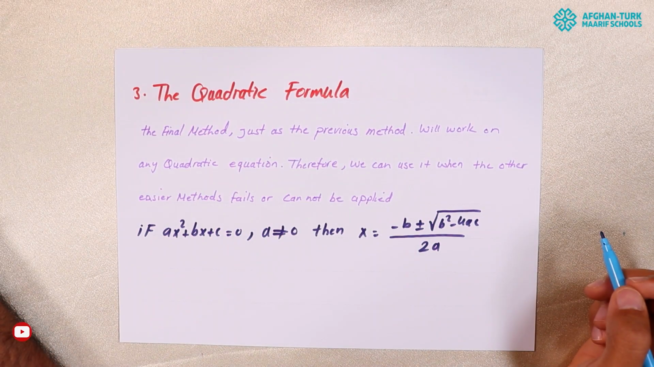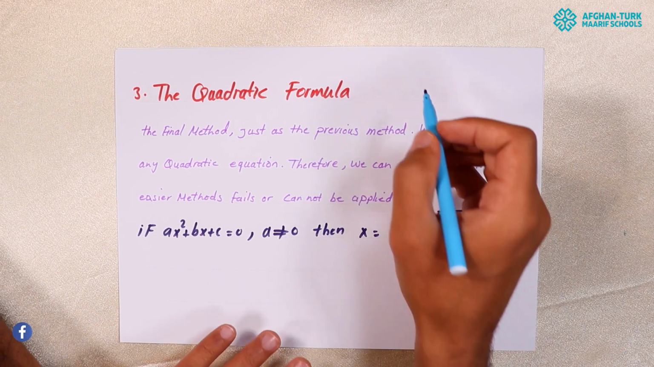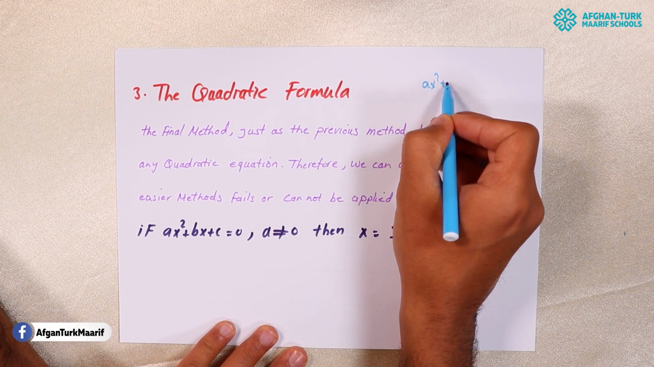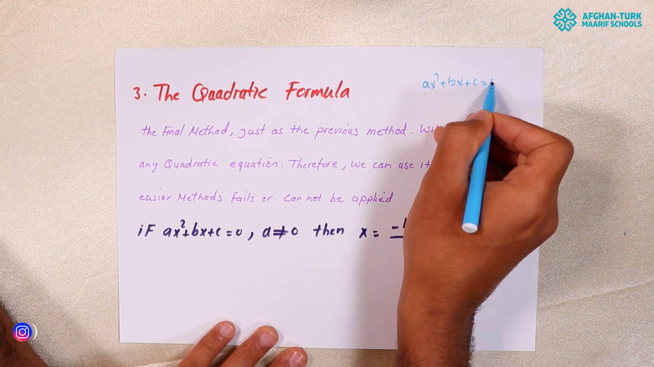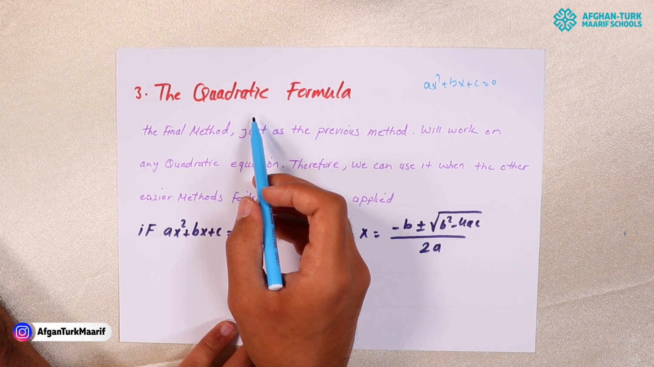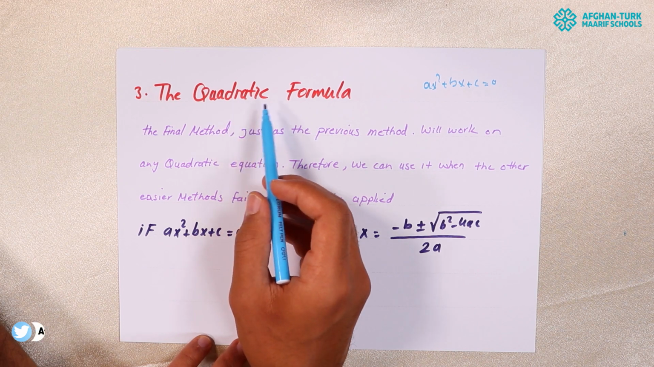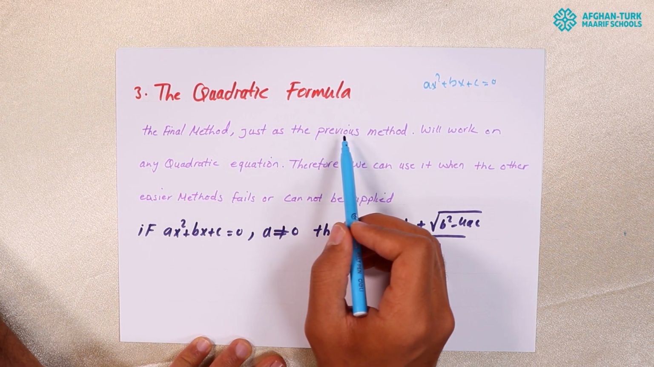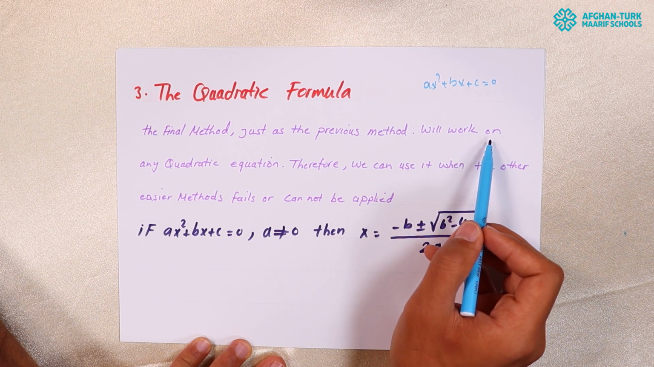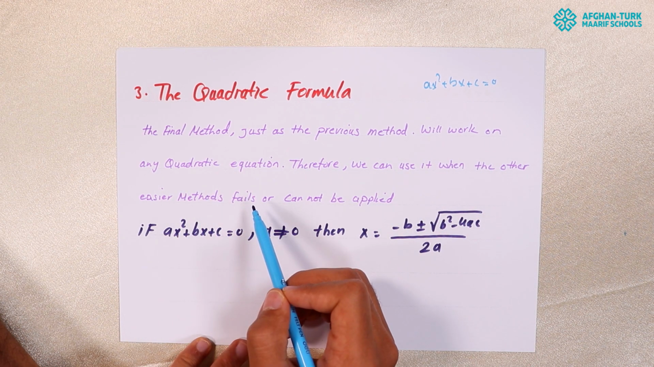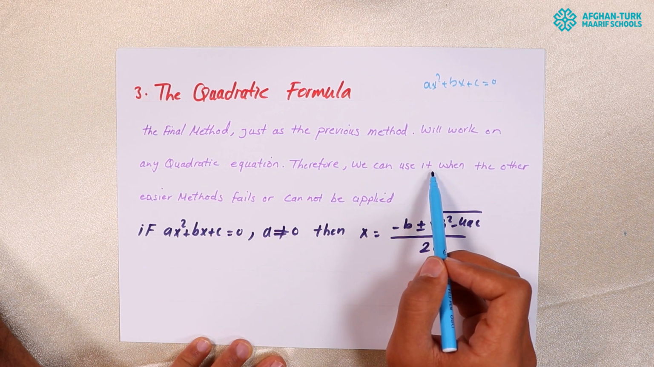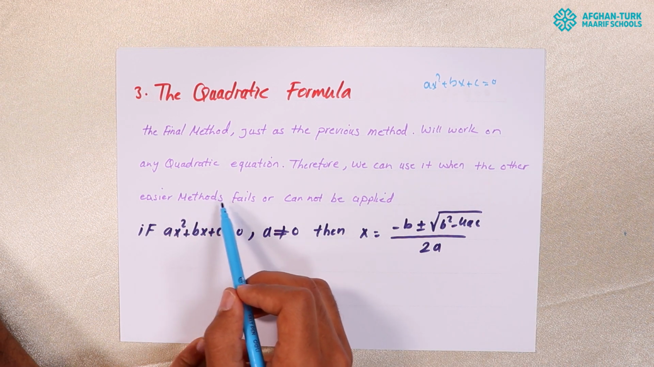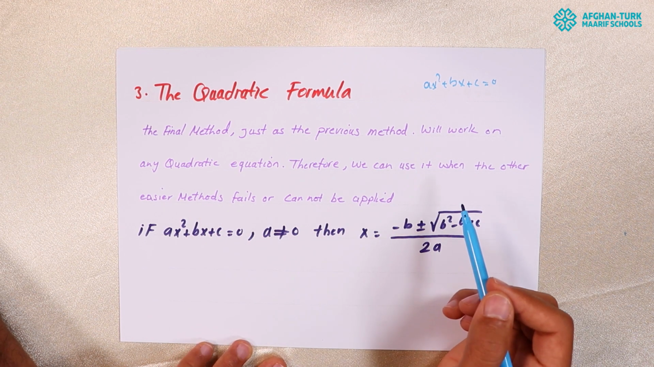Today we are going to continue the methods of solving quadratic equations of the form ax squared plus bx plus c is equal to 0. The ultimate method is the quadratic formula. The final method, just as the previous methods, works on any quadratic equation. Therefore, we can use it when the other easier methods fail or cannot be applied.